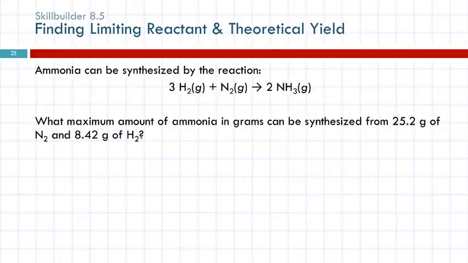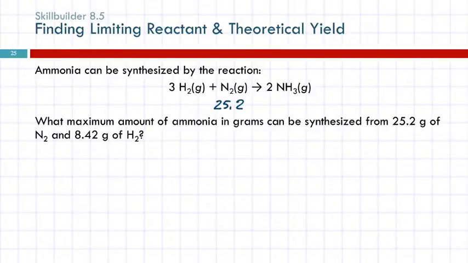Okay, here's another one. Ammonia can be synthesized by this reaction. What maximum amount of ammonia in grams can be synthesized from 25.2 grams of nitrogen and 8.42 grams of hydrogen? It doesn't mention theoretical yield. It doesn't mention limiting reactant. But I have two masses here. I have a mass of nitrogen and a mass of hydrogen. So I'm going to go to my equation. I'm going to write those down.